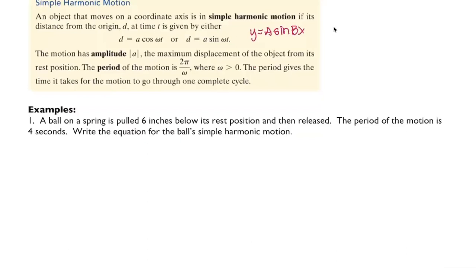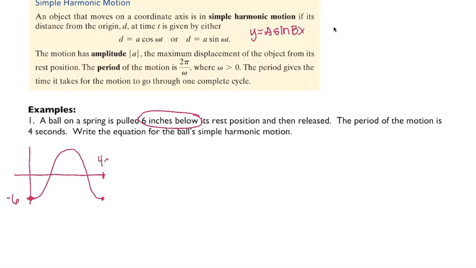So number 1 says, a ball on a spring is pulled 6 inches below its rest position and then released. The period of the motion is 4 seconds. Write the equation for the ball's simple harmonic motion. This is just like the writing equation work that we did before. When we pull this ball 6 inches below its rest position, that tells us the amplitude, okay? If we think about what is happening here, we're going to start down here at -6. And then it takes 4 seconds for the graph to complete one period.